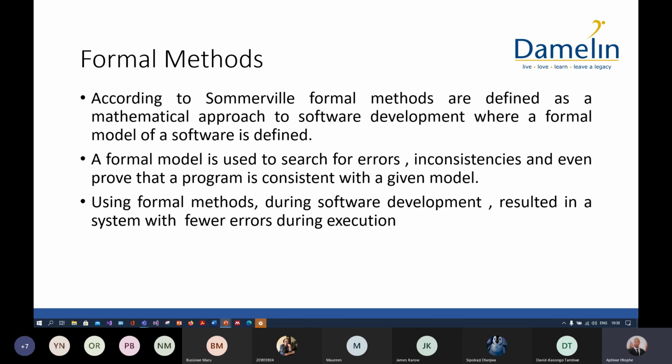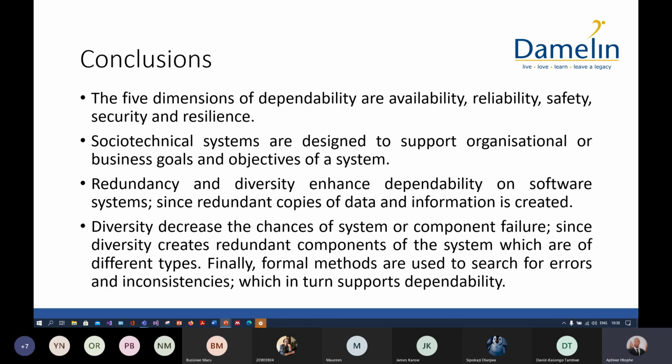And so in summary, this unit covers the five dimensions of dependability of a dependable system, which we mentioned are availability, reliability, safety, security, and resilience. And we also talked about socio-technical systems that are designed to support the organizational business goals and objectives of a system. And these systems motivate for collaboration, or mutual understanding, between the people in the organization and the technologies that they use.